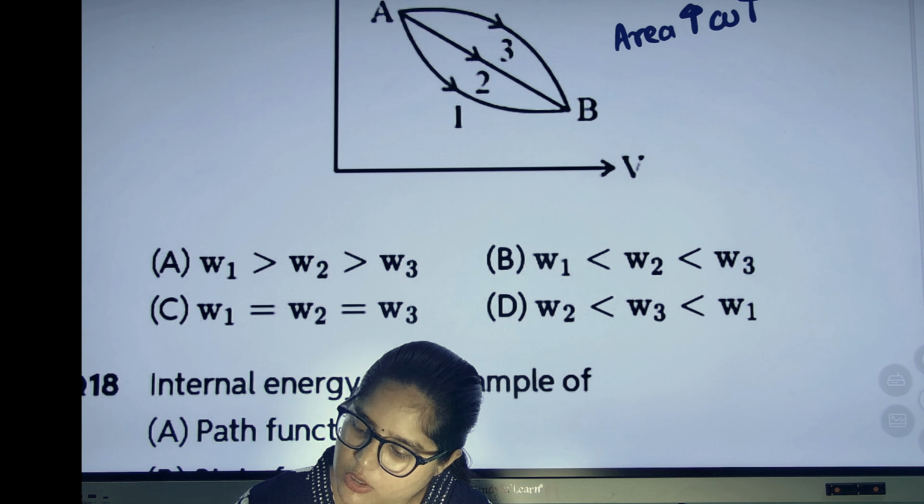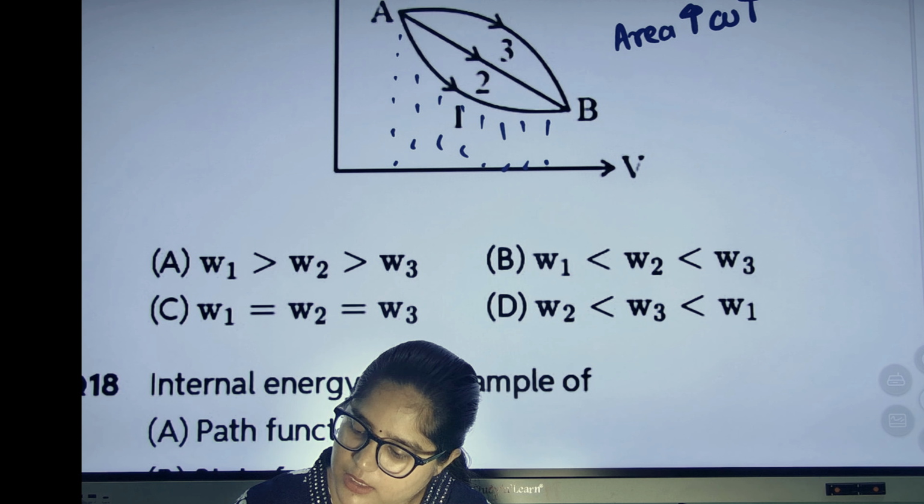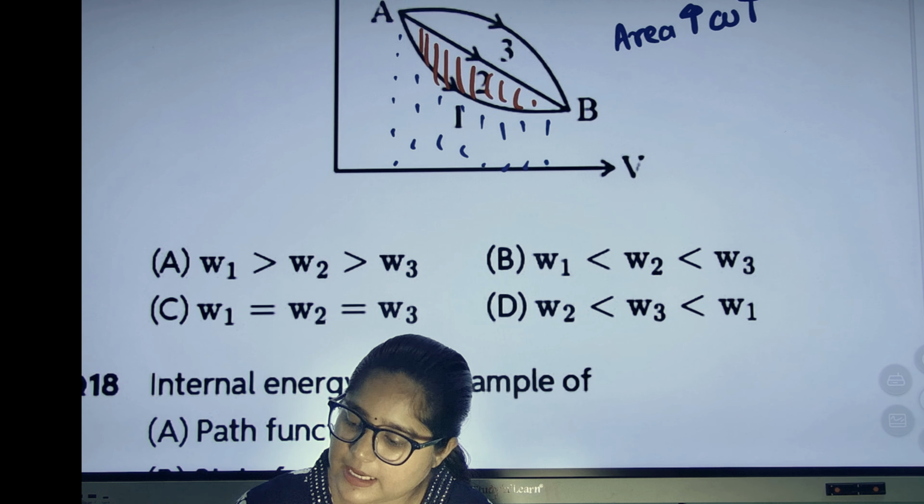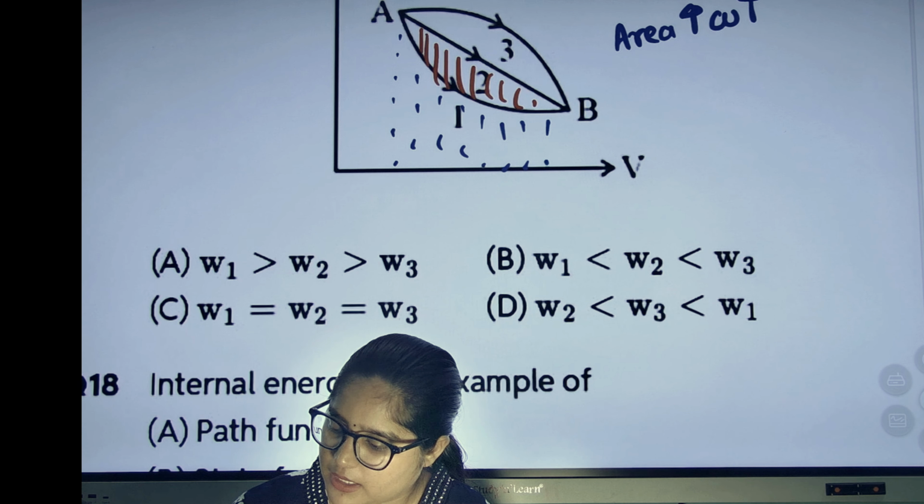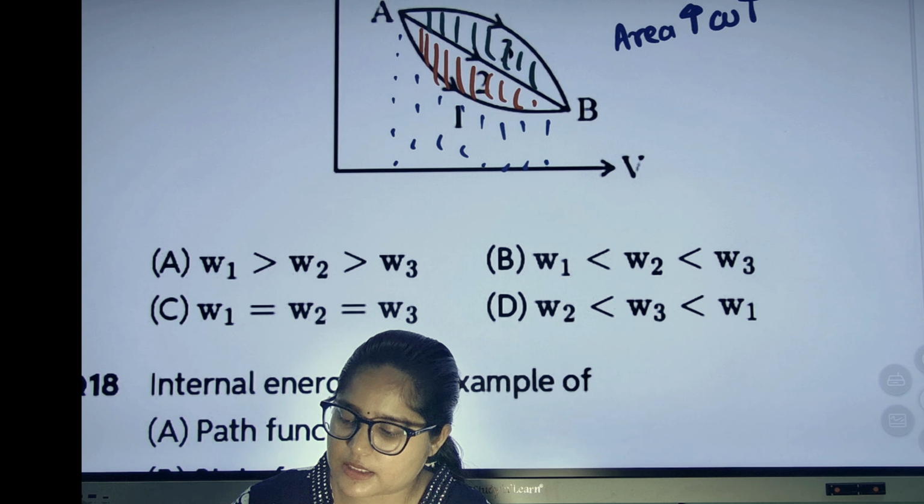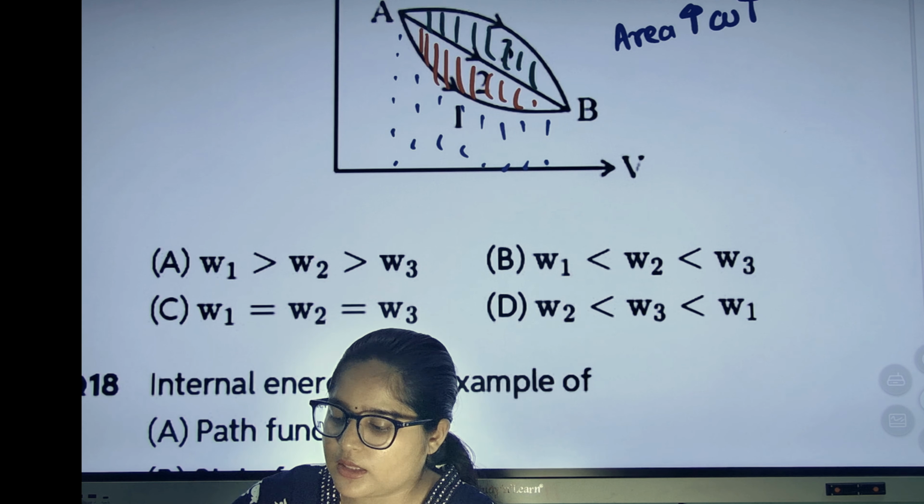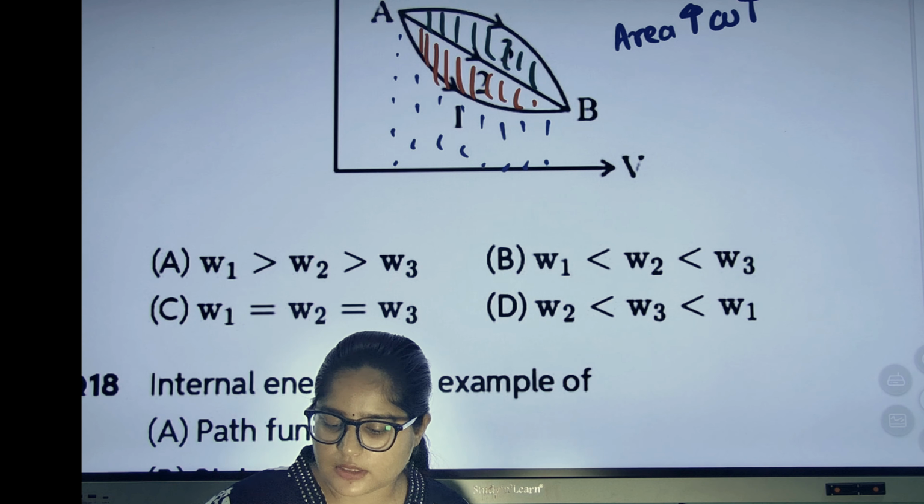When I am talking about the first one, it is covering this much area. When I am talking about the second one, it is covering this second area plus that dotted line area. When I am talking about the third one, it will cover this green plus red plus blue, all three areas. So whose area is more? Third path, then second path, then first path.